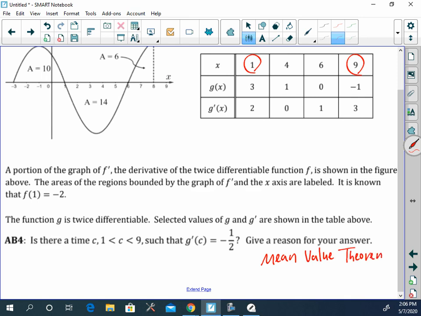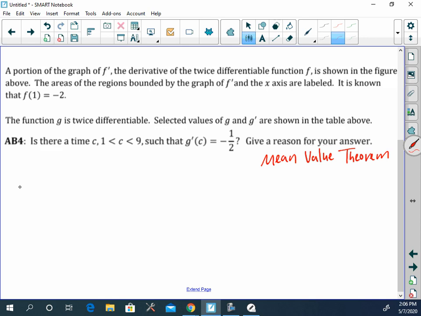It's not asking if G of C is equal to -1/2, which would be an intermediate value theorem. It's asking the derivative equals -1/2. So when it's the derivative, it's the mean value theorem. And what the mean value theorem really says, I think of it as the slope is equal to the derivative.